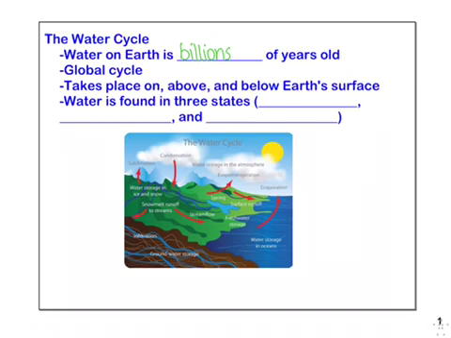So this is a global cycle, so that means it takes place worldwide. So the water that rains down in Glenville can evaporate and move across the globe before it rains down again. It takes place on the Earth, above the Earth, and below Earth's surface. And water can be found in 3 states.